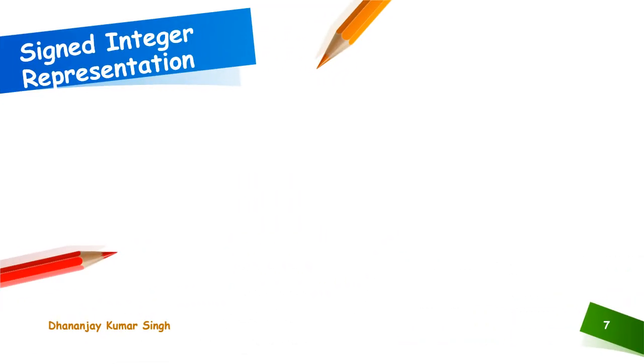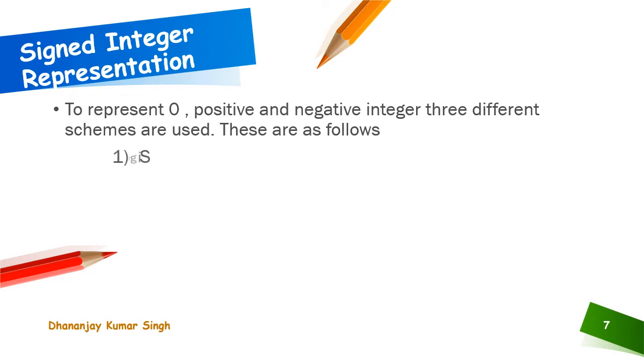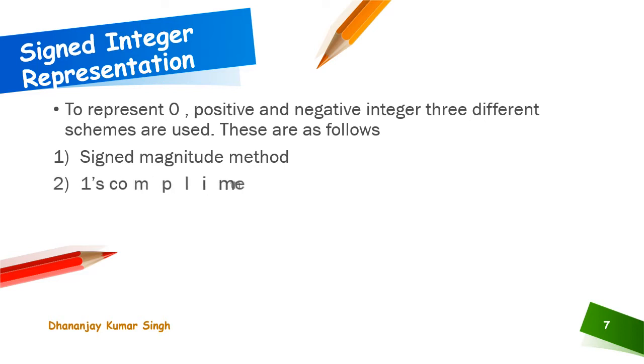Now signed integer representation. Let's see. To represent 0, positive and negative integers, 3 different schemes are used. These are as follows. First, signed magnitude method. Second, ones complement method. Third, twos complement method.